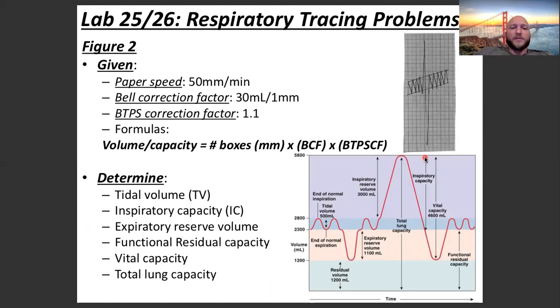We're going to look for expiratory reserve volume. So that's normal exhale to max exhale. Functional residual capacity, which is normal exhale to no air in your lungs. We make some assumptions for this. We can't calculate all of it. We make some assumptions. Vital capacity, which is full inhale to full exhale, and total lung capacity.